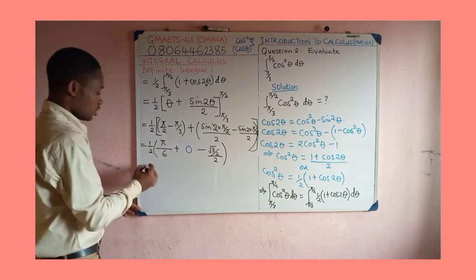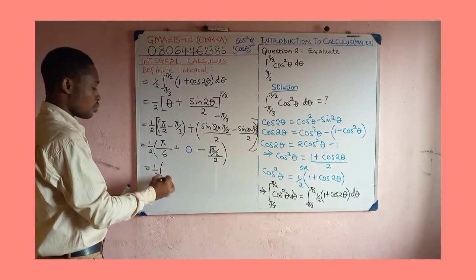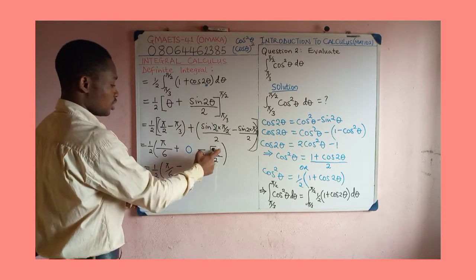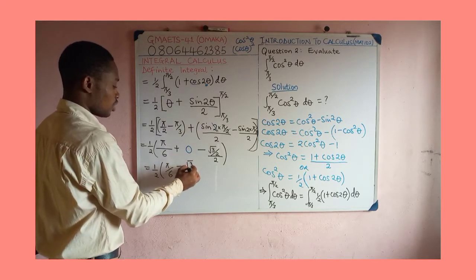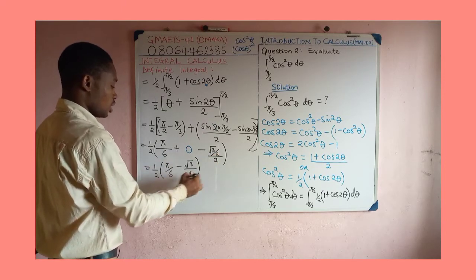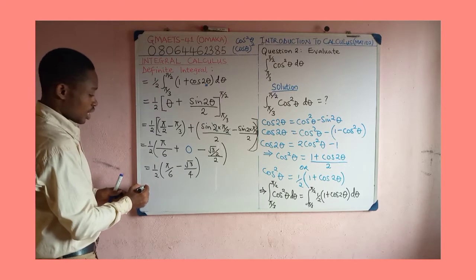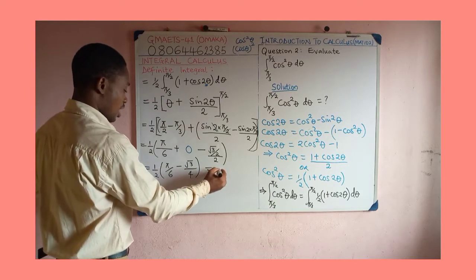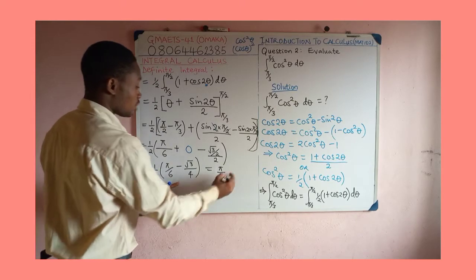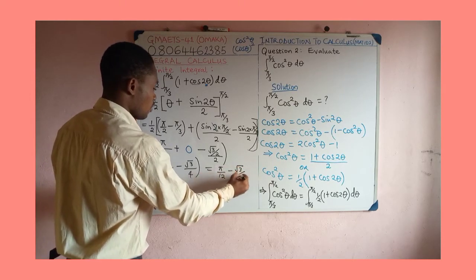Is that okay? So this is equivalent to 1 over 2, open bracket, pi over 6, and then minus, this will give us root 3 all over. These two mathematically will come down to give us 4. Does that make sense? So we can now conclude this is the same as pi over 12. If you open up the brackets, these two will multiply the denominators, minus root 3 over 8.